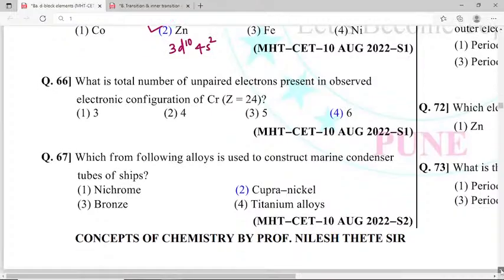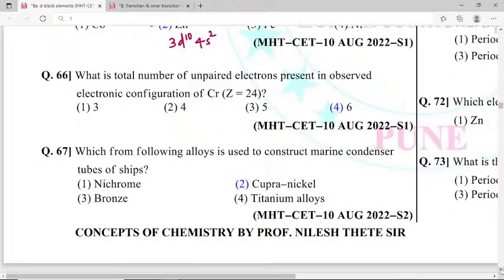What is total number of unpaired electrons present in observed electronic configuration? Chromium, 3d5 4s1. So it has 6 unpaired electrons. Which from following alloys is used to construct marine condenser tube of ship? Cupronickel is an alloy used to construct marine condenser tube of ships.